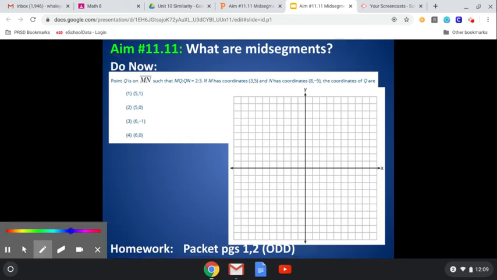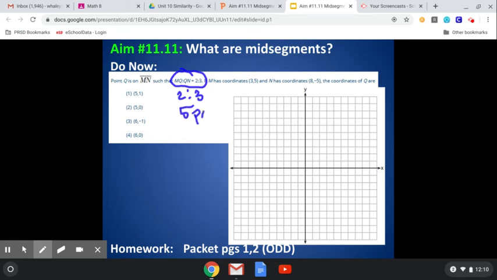Okay, the do now is one of those partition questions that we were doing one of our last days in class. And it says point Q is on the line MN such that MQ to QN is 2 to 3. If M has coordinates (3, 5), and N has coordinates (8, -5), where is Q going to be? So first thing I want to do is recognize this ratio they give me, and that's part to part. So that means that if the ratio is 2 to 3, I'm expecting when I plot this line that it should have a total of 5 parts when I take a look at its slope.